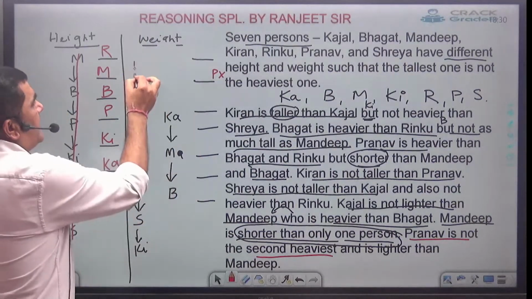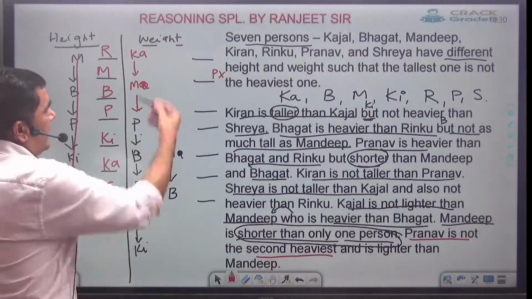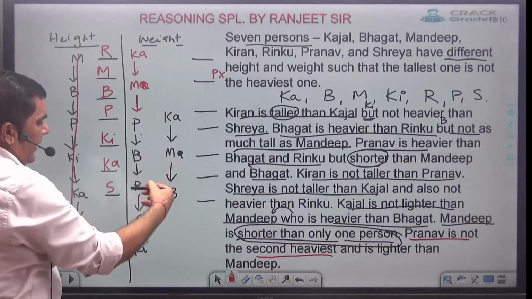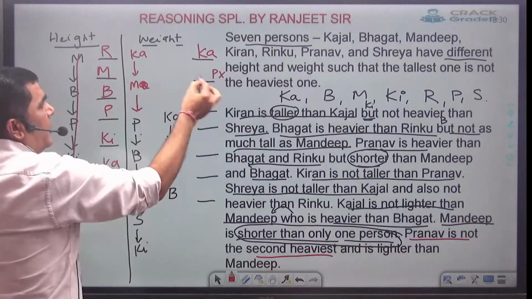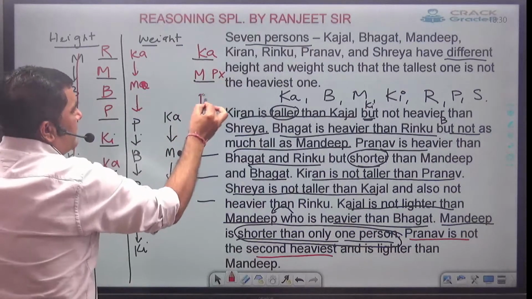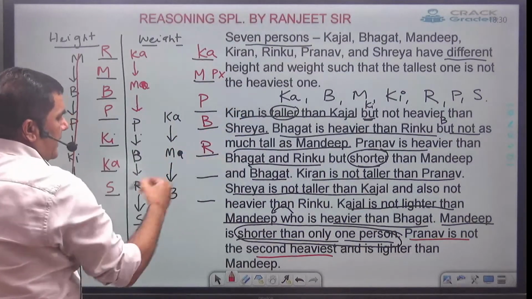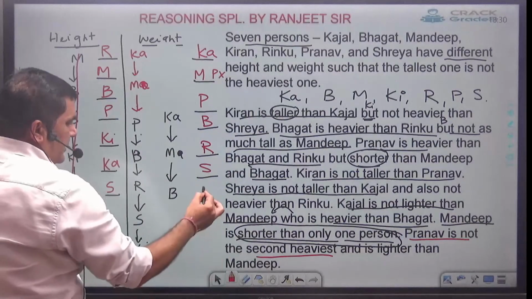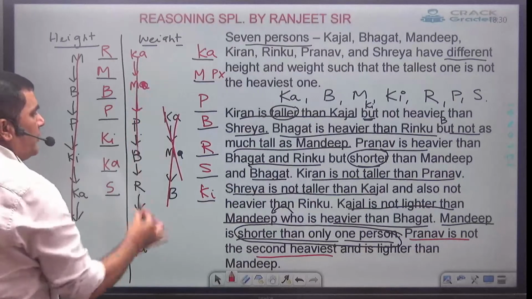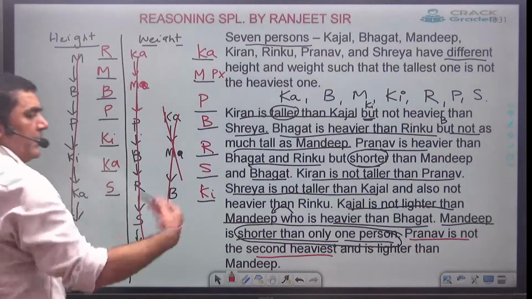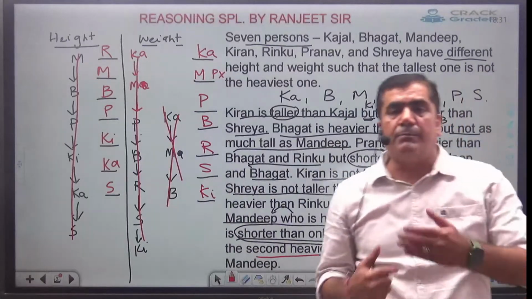So here I have got the arrangement for their weight: 1, 2, 3, 4, 5, 6, 7. Kajal should be over here. Pranav cannot be here, so Mandeep will be over here. Here comes Pranav, here comes B, here comes R, here comes S, and here comes K.I., Kiran. Clear? This is over, and this is my final arrangement. These sorts of questions are going to come in your banking examination.